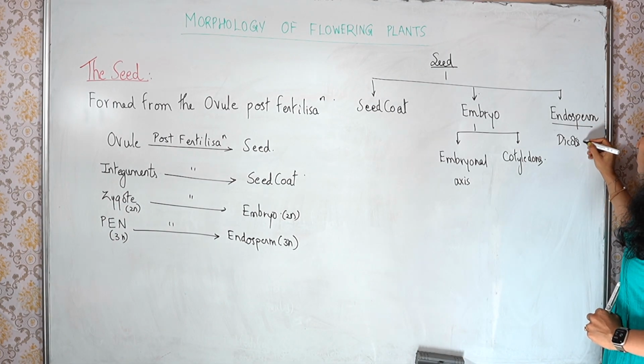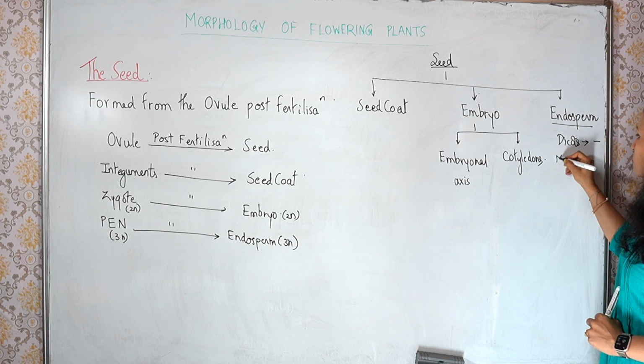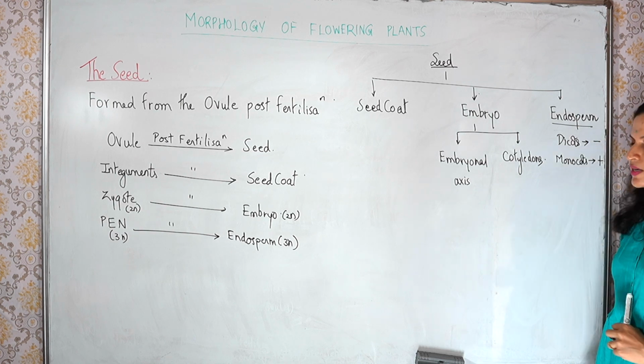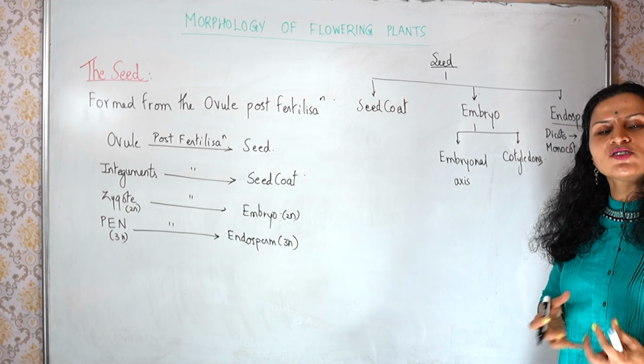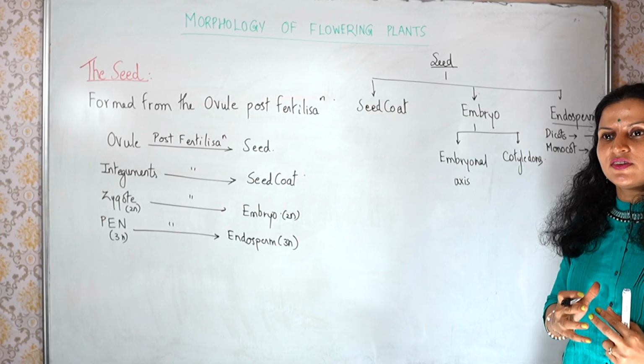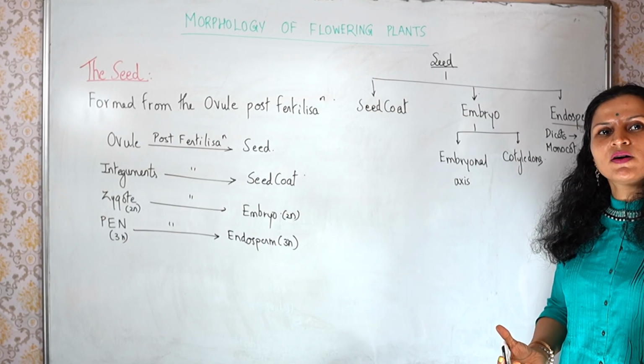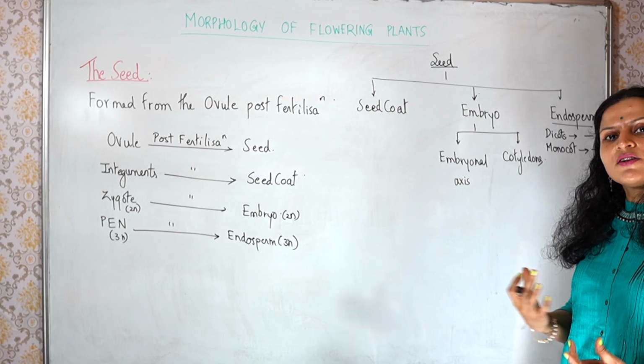Dicots are known to not have an endosperm and monocots have endosperm present. In case of dicot seeds, the embryo consumes the endosperm and becomes fat itself. And in case of monocot seeds, the endosperm is left as it is, so it will remain distinct.